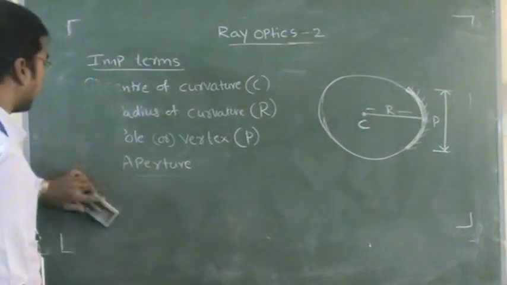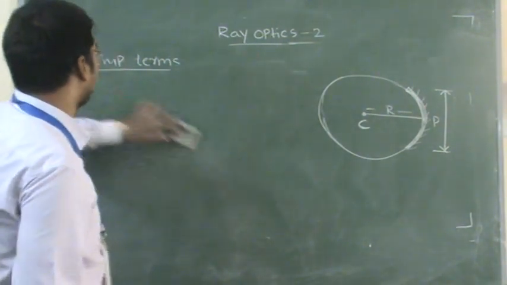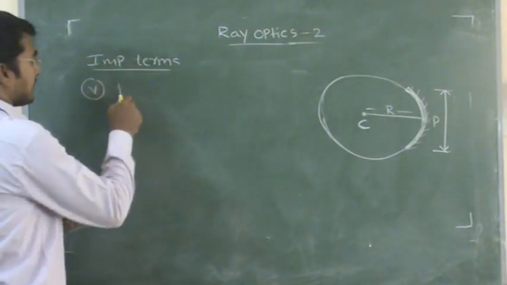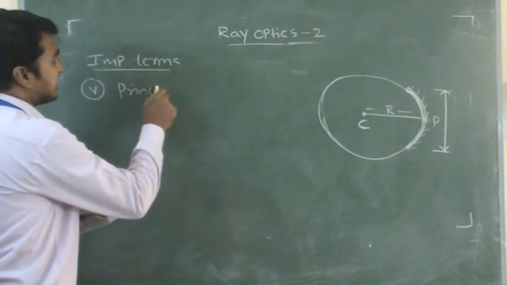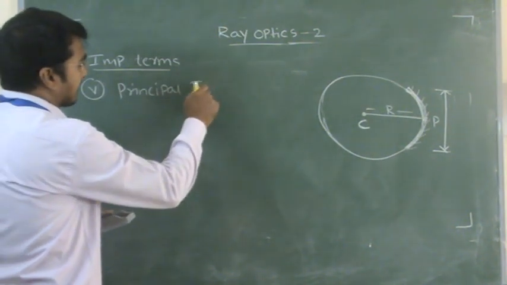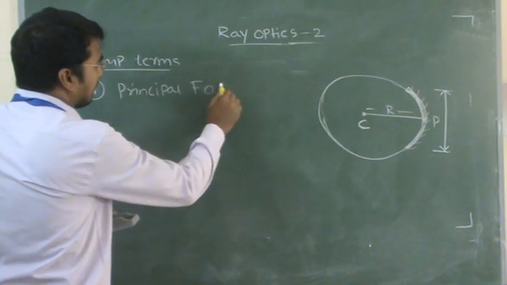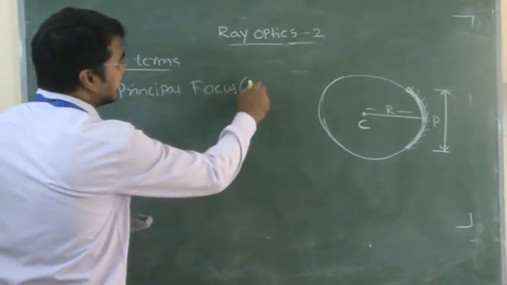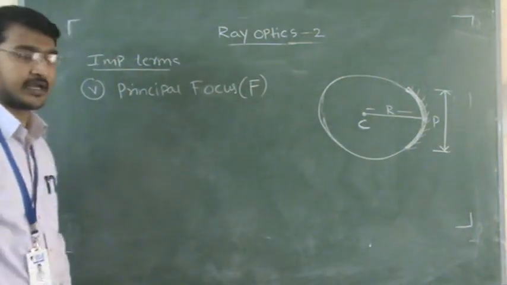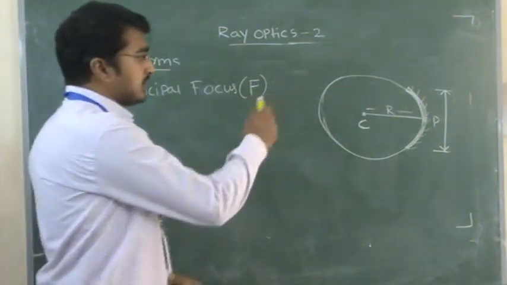Okay. Now fifth point. Principal focus. Principal focus is indicated with capital F. Okay. Let us assume.